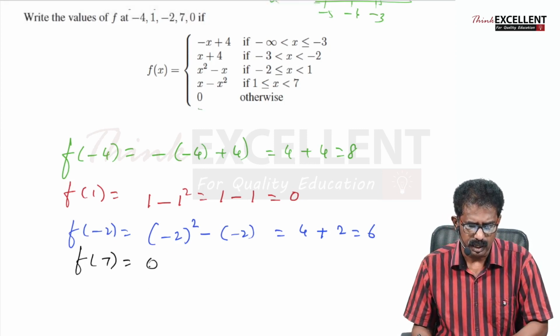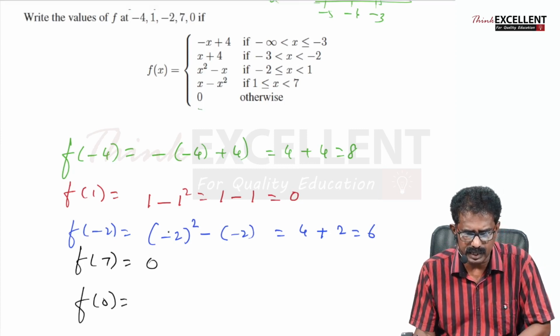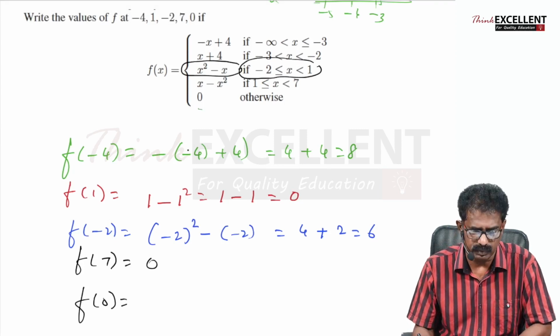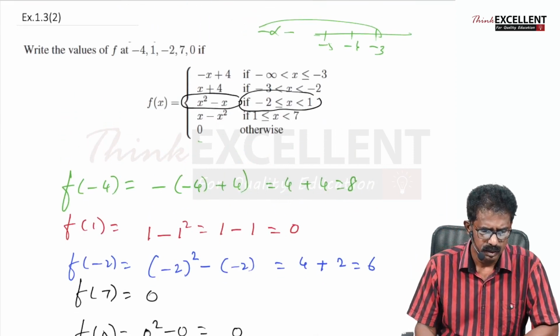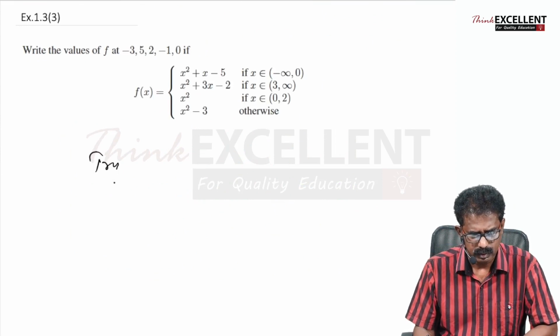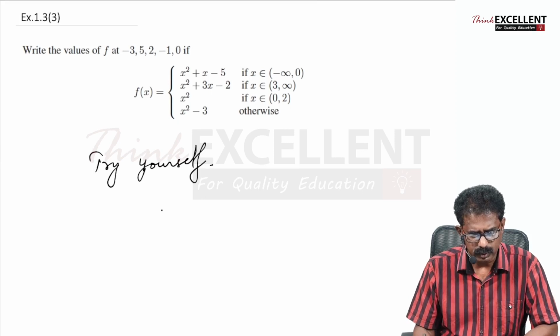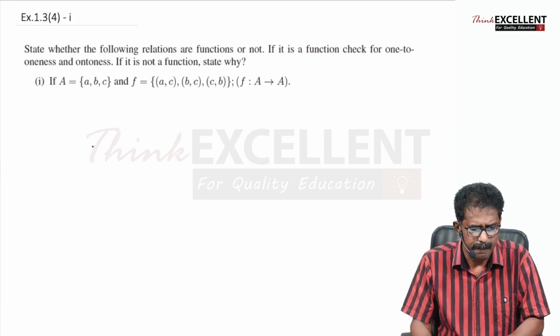Only 0. And one more they asked, f of 0. Where does 0 lie? Minus 2 to 1, right? Here only. So x square minus x, this you use. Instead of x, you put 0. So 0 square minus 0. So your answer is 0. It's a very simple thing. This is the third question, a similar question only. You can do it on your own, right? Okay, now see the next question.